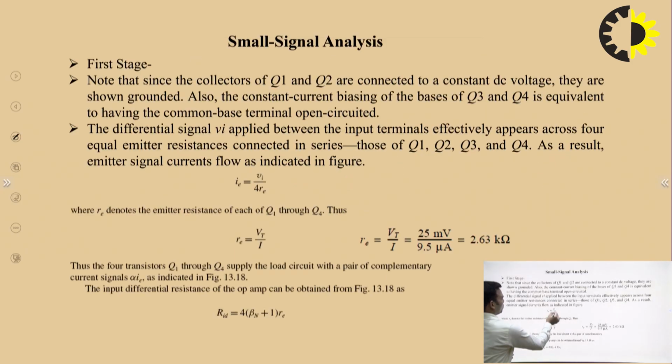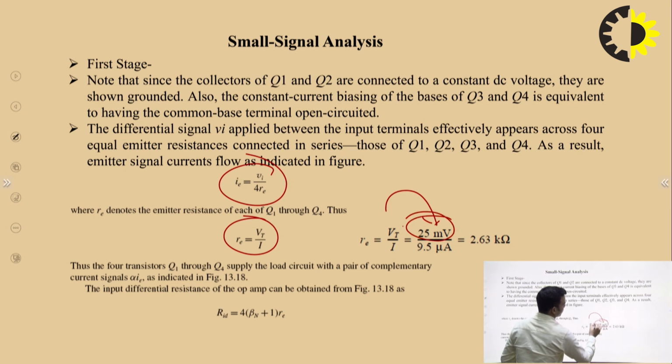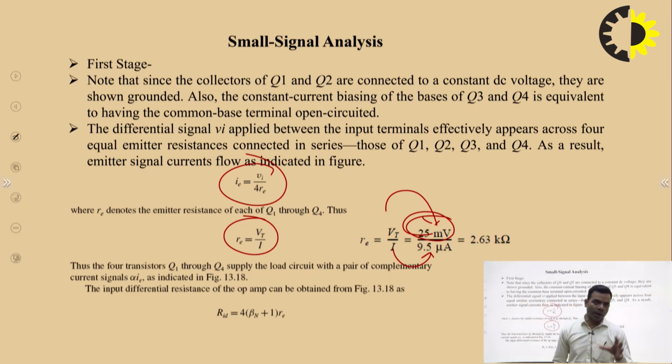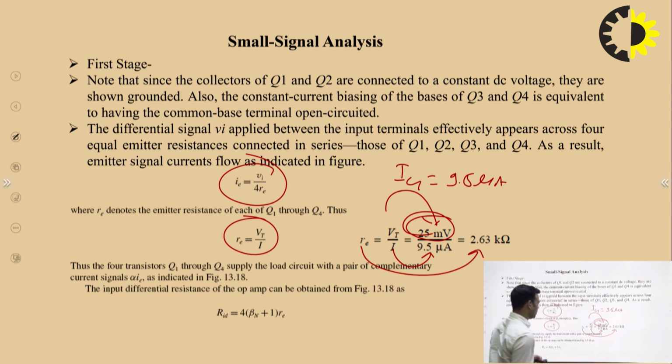This is what is written over here, and Re is the ratio of Vt upon I, and Vt is the volt equivalent of temperature, which is 25 millivolt at room temperature. And I we have already found out, it is equal to 9.5 microampere, the value which was obtained when we did the DC analysis of IC 741. In the analysis of the first stage, we have already found this value IC1, and it was equal to 9.5 microampere. So if you put it, you will get Re is equal to 2.63 kilo ohm.